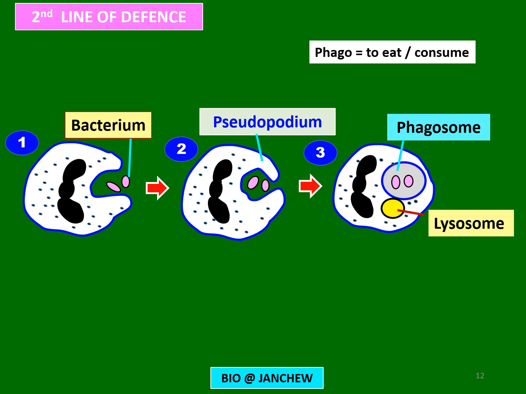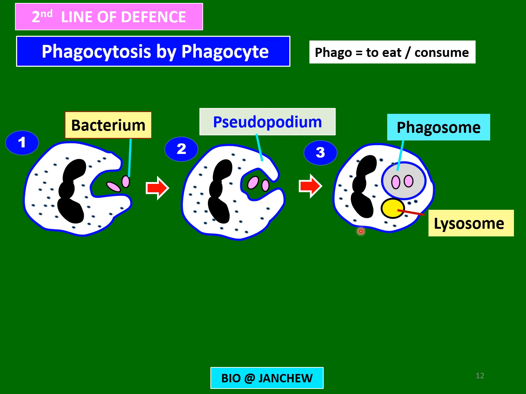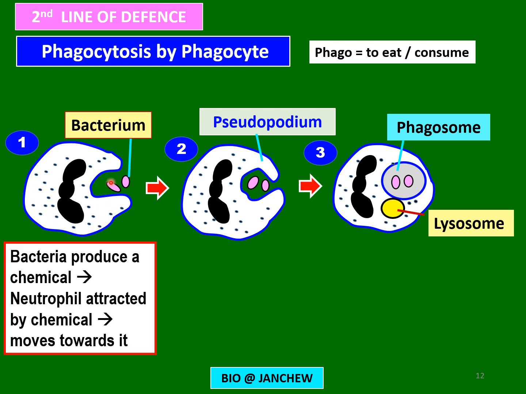Now, we've already discussed phagocytosis, but I would like to show you these pictures, which are the commonly used pictures in the exam. So again, this set of pictures shows phagocytosis by the phagocyte. The word phago means to eat, and cyte is a cell. So it's a cell that eats. Here we have a phagocyte such as a neutrophil. Now, the bacteria here will produce a chemical that causes the phagocyte, like the neutrophil, to be attracted to it. And so the neutrophil will move towards it.